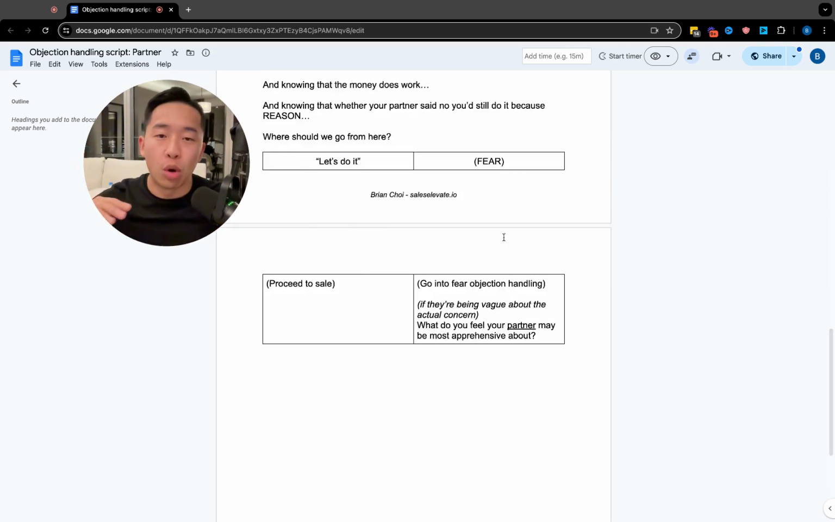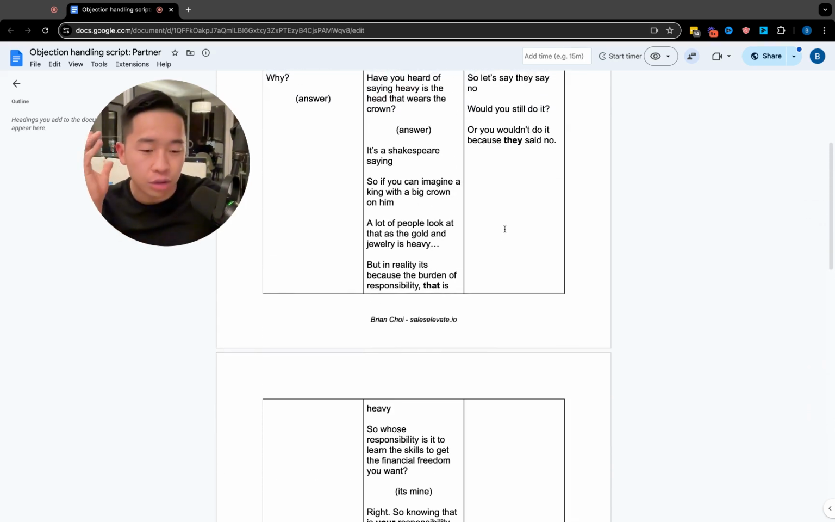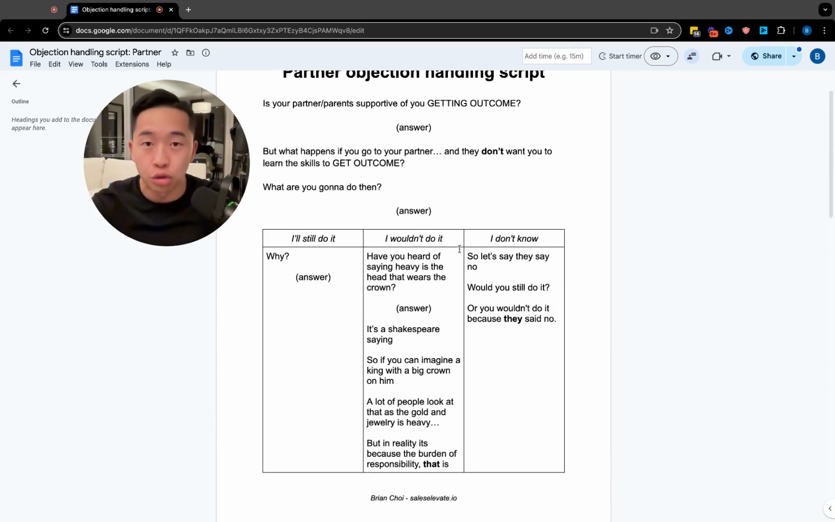Okay. But ultimately, what is important is that in your head, you just calculate, does this make sense or not? That's how you tell if it's a genuine logistical money issue or an actual fear-based one. And if it's a fear-based one, you go balls to the wall. They don't have to go talk to their partner. You actually overcome it on the call.